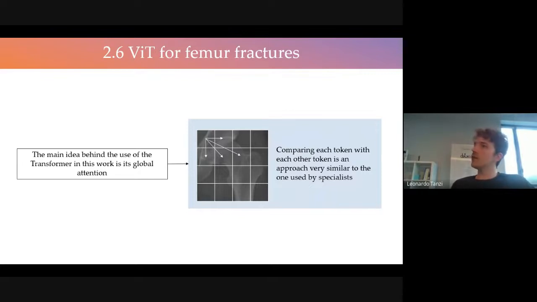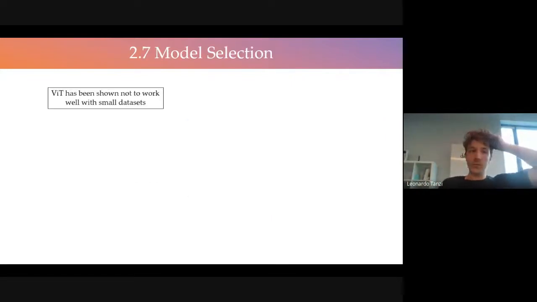Okay, so after explaining all this, the main idea behind the use of the transformer is that when we were discussing with the team of radiologists with whom we worked on this, and we explained how self-attention works, they said that maybe this approach of comparing each token with each other token is kind of similar to the one used by specialists when classifying fractures. So they look at the relation of the different parts of the image. So we wanted to try this approach.